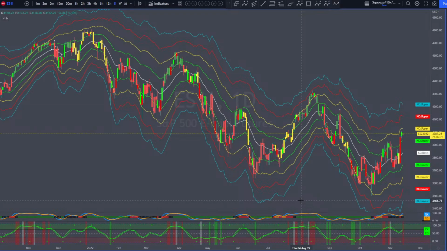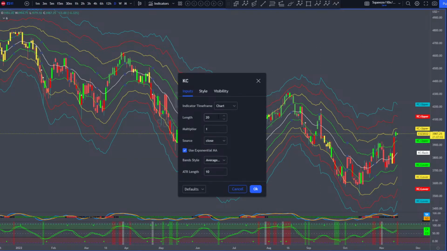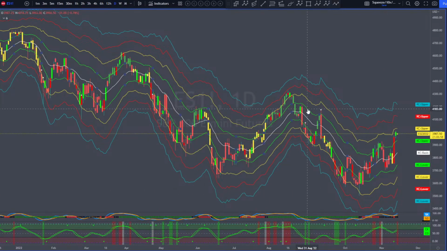I'm on the daily time frame here, so this is sort of a longer term outlook. All of these different lines on my chart are nothing more than Keltner channels. It's nothing super spectacular or complicated. The white line is our midline, the basis, which is based on a 20 simple moving average. Then we have the green, yellow, red, and blue. These are basically standard deviations.